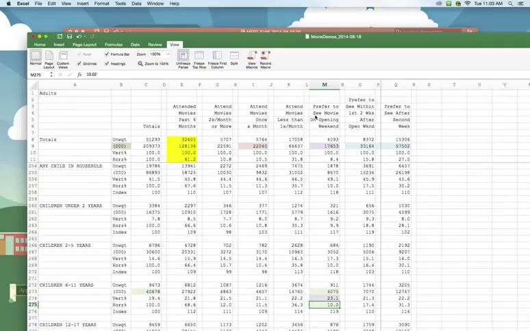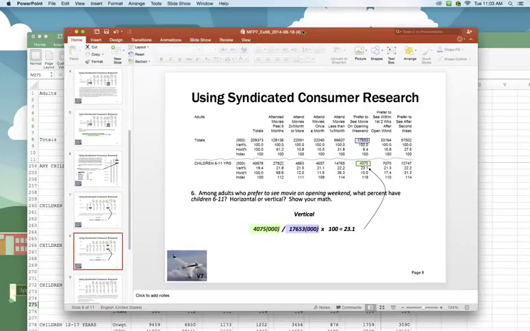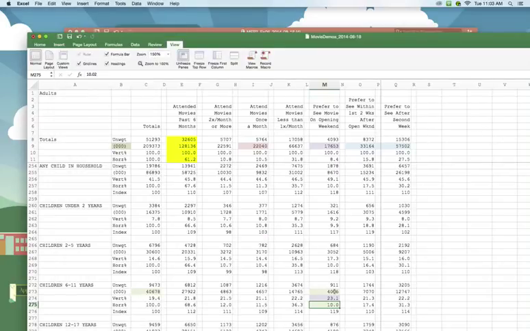What if they're talking about, of this particular group right here, prefer to see a movie on an opening weekend? That would be the next question, which is just as simple as the first one. Divide this by this, and you get your 23.1. So once again, all this is just trying to read this.